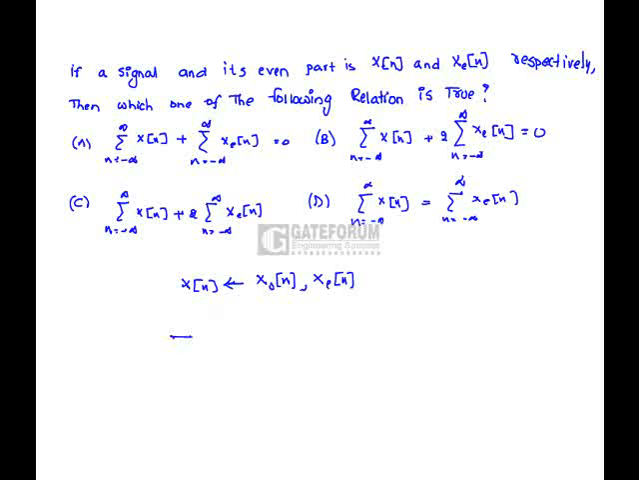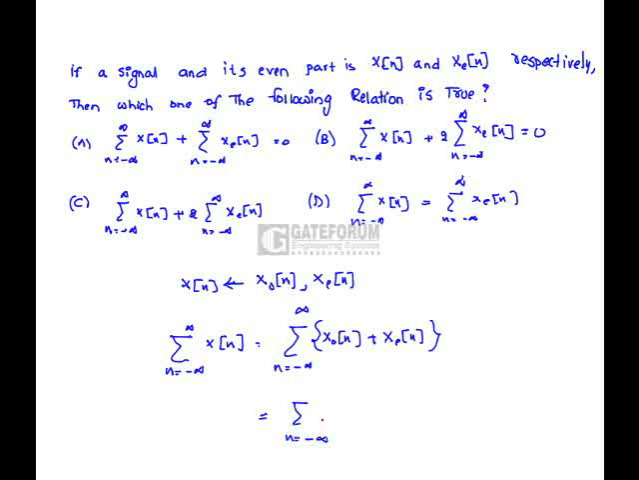So summation over minus infinity to infinity of x of n can be written as the sum over minus infinity to infinity of the odd part of n plus the even part of n. So we can separate the odd term as well as the even term. Summation is separable, no problem at all.